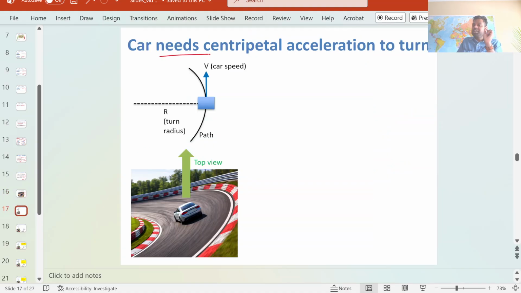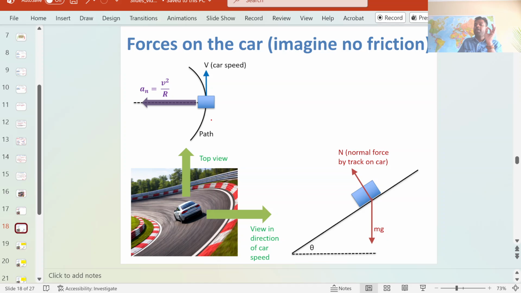So the car would need centripetal acceleration to turn, right? So if you look at the top view, this is the path. The radius of turn is r, and the car speed is v. So the car would need an acceleration v square divided by r, which is called the normal acceleration or centripetal acceleration. Right? Now, what are the forces on the car, because these forces, they have to provide the normal acceleration v squared by r, right?